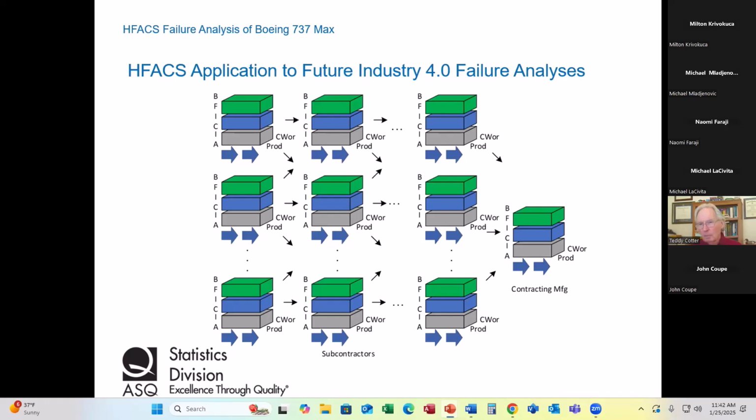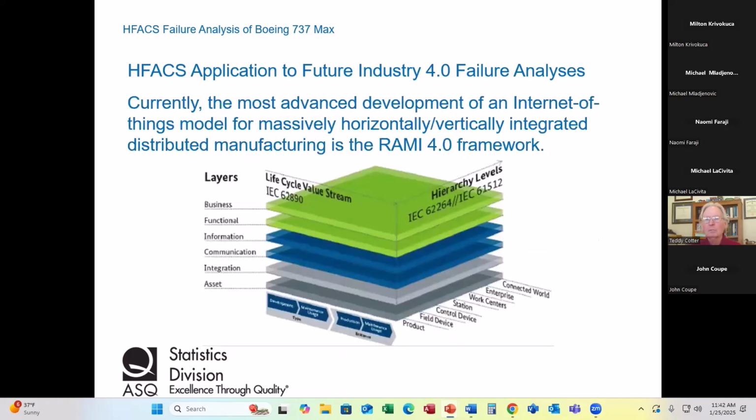So when we talk about being able to do fault tree analysis, we have to be able to trace from the failure at the customer side back through the particular combination of processes that were used at the given time over the Internet of Things. Are we okay with this in relation to the RAMI model? Any questions or comments?